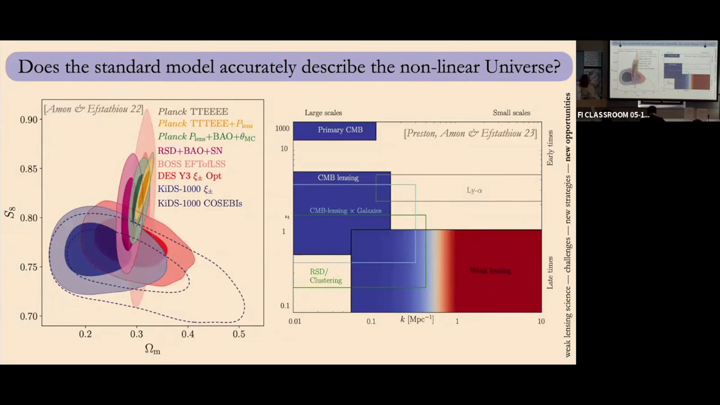So to just walk you through this a little bit, you have Planck primary CMB in gray, and that is in tension with the weak lensing data in red and in blue. It's slightly higher in S8.